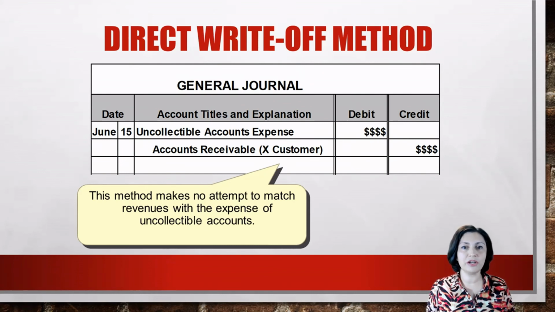Allowance methods provide much better matching of expenses in the period in which they help generate revenues. For this reason, generally accepted accounting principles require the use of allowance methods to estimate uncollectible accounts. The only exception is using the write-off method for immaterial amounts. Keep in mind that the direct write-off method is required when preparing tax returns.